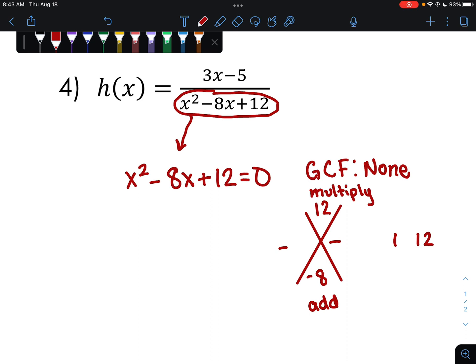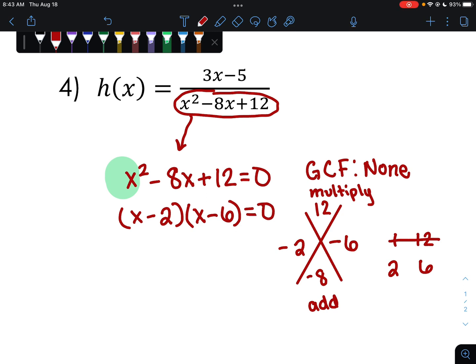So if I think about it, 1 and 12 get 12, but if I add them, I'm not going to get 8. Then if I think about it, I have 2 and 6. If I add 2 and 6, I can get 8. If I want a negative 8, they just both have to be negative. So now that we have that, we make sure that there's not a coefficient in front of the x squared. In this case, there's not. So we can go ahead and factor to x minus 2 and x minus 6.